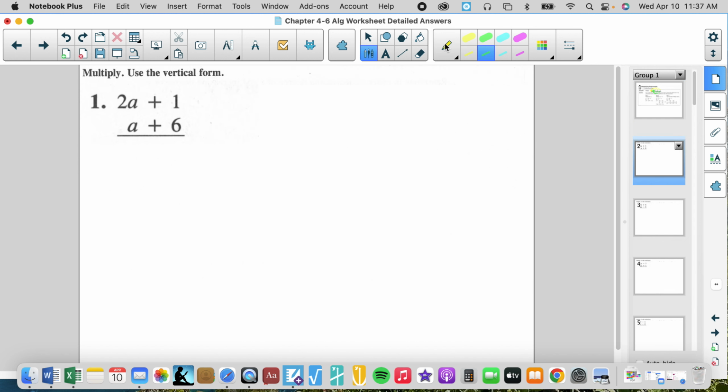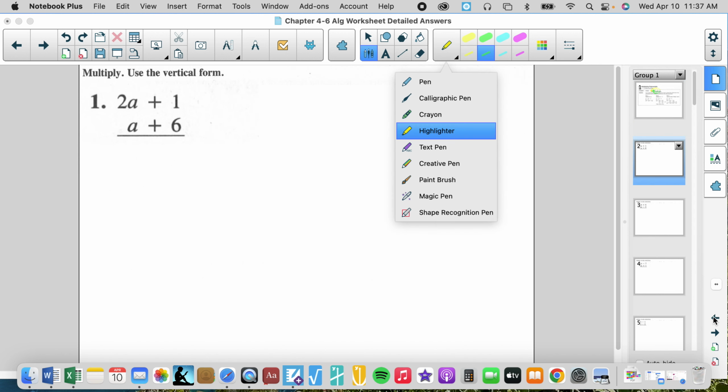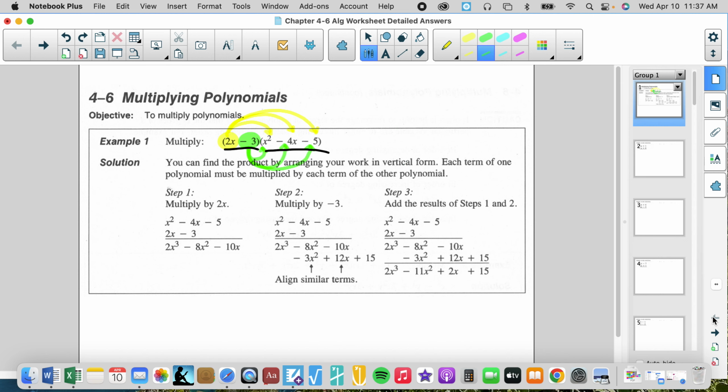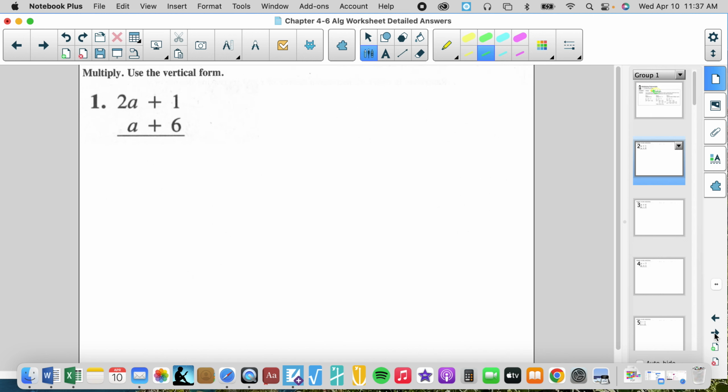So what's that going to look like? Oh, hello. What an interesting way to start. All right. I don't like this technique. I don't like this example. Nobody in high school does this.